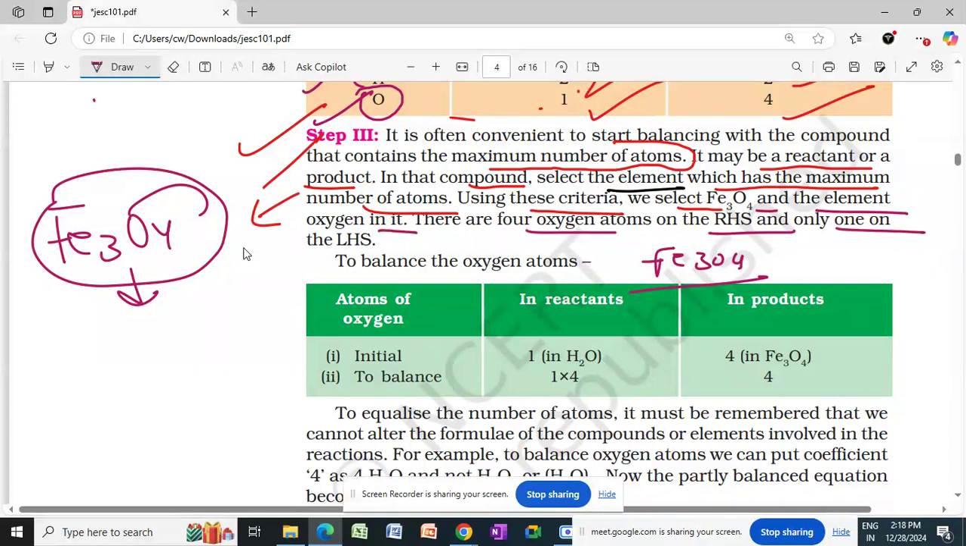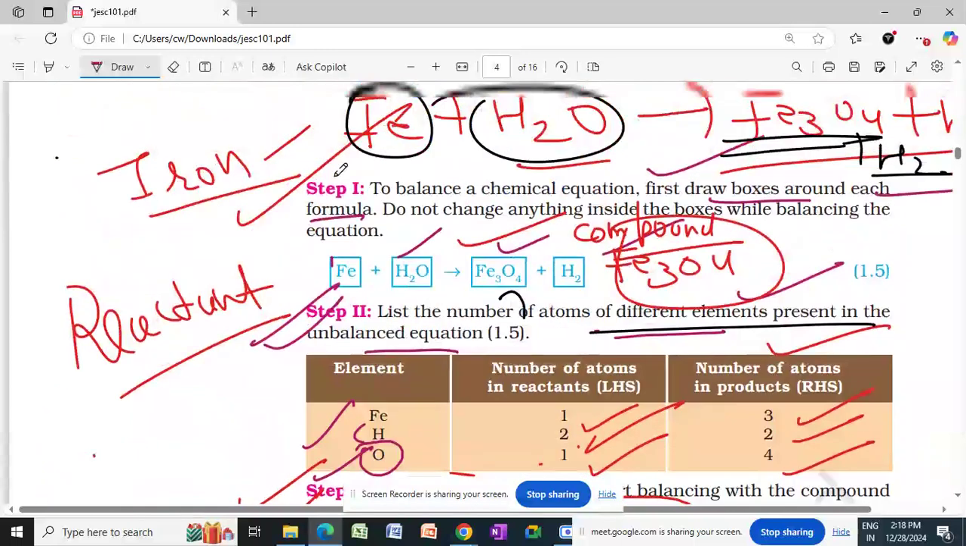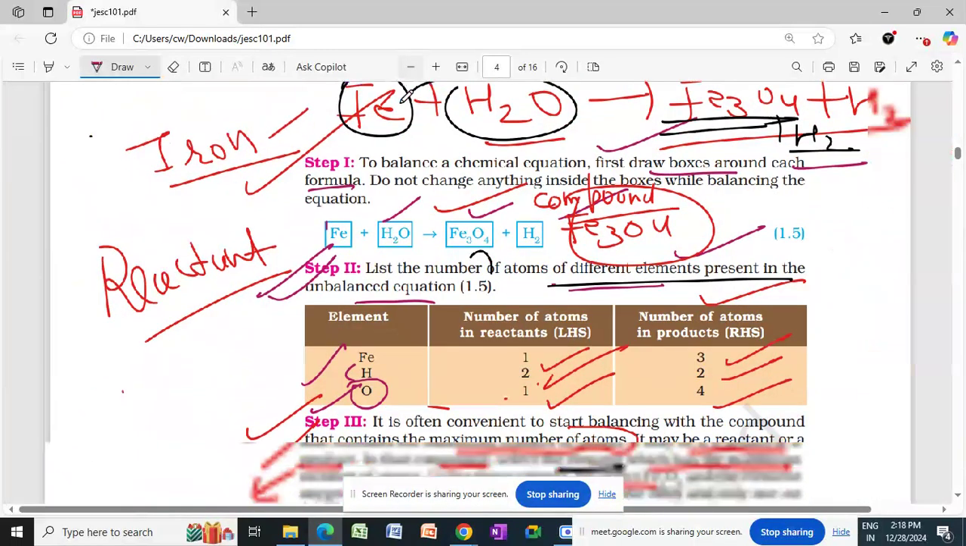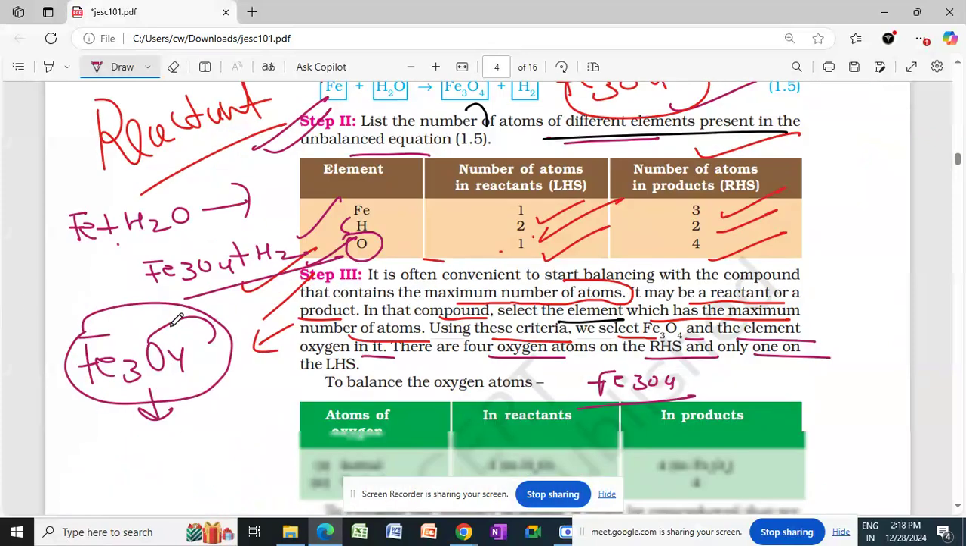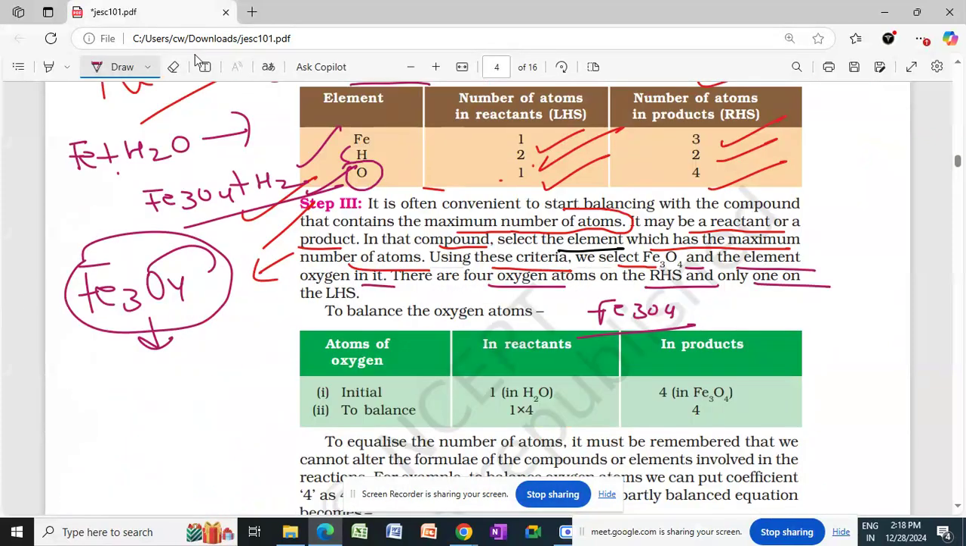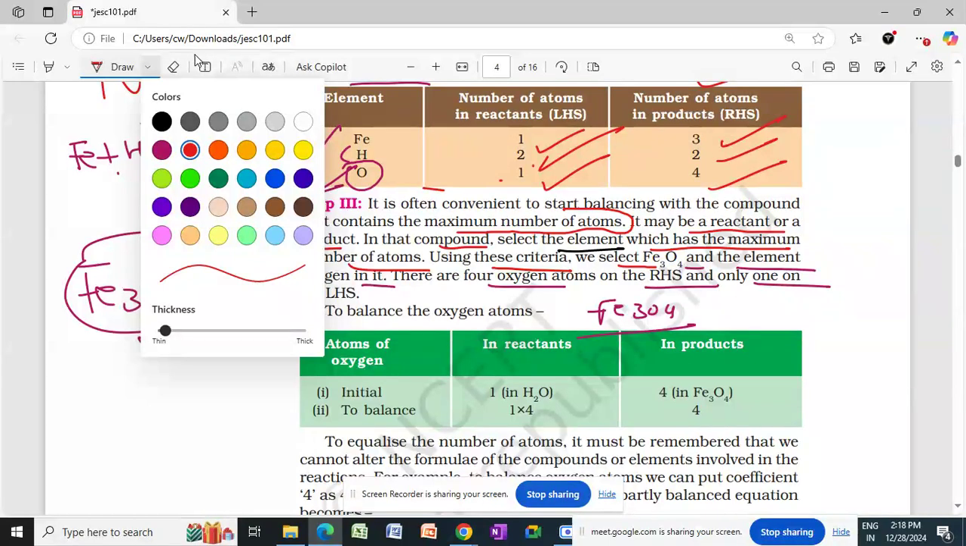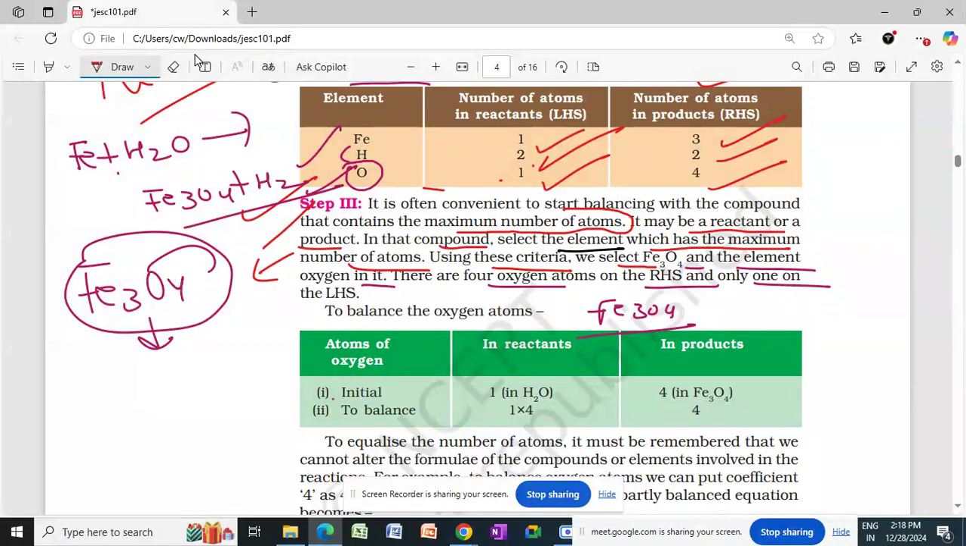And what was our reaction? Our reaction was Fe plus H2O will give you Fe3O4 plus H2. This was our reaction, right? Here, let us revise once what we discussed, and then we will see its application part.